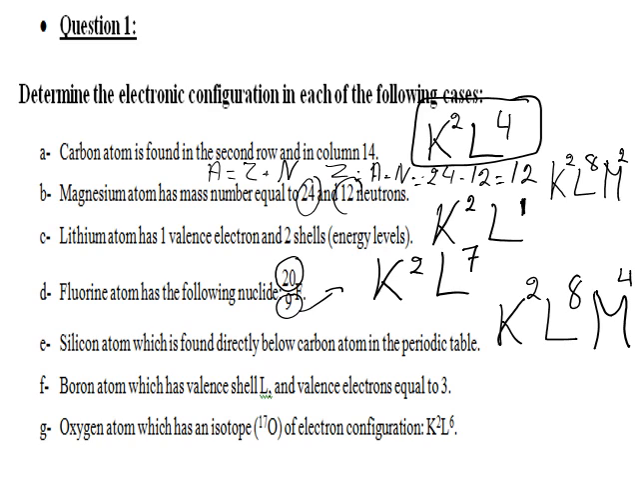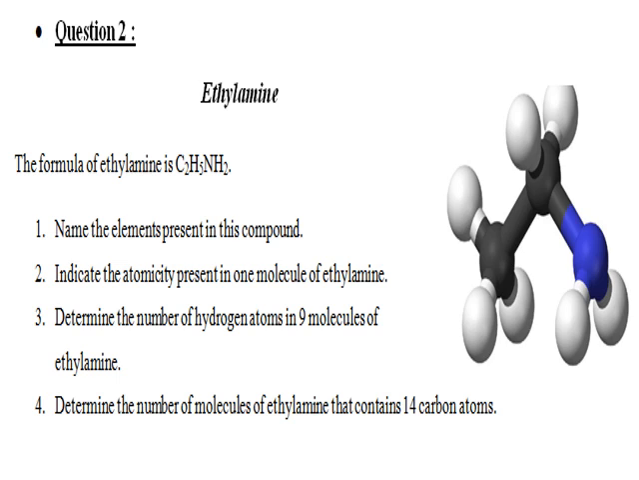Boron atom which has valence shell L. Valence shell L, so we have K, L. And valence electron is equal to 3. So this is a 3. In order to move to L, K should be full, so it has to be 2. Oxygen atom which has an isotope O17 of electron configuration K2L6. Isotopes are atoms or elements that have the same atomic number but different mass number. So they have the same Z. This K2L6, this is Z. So they have the electron configuration K2L6. It doesn't differ.